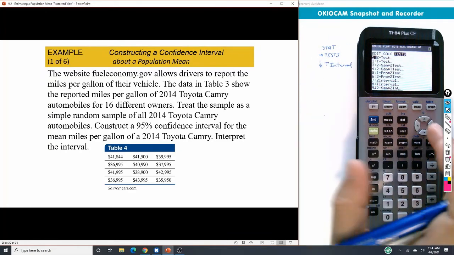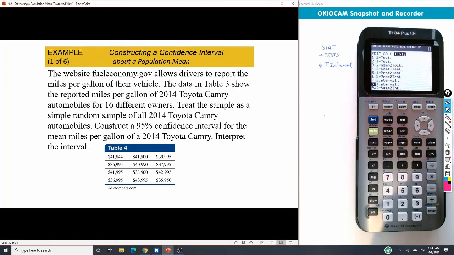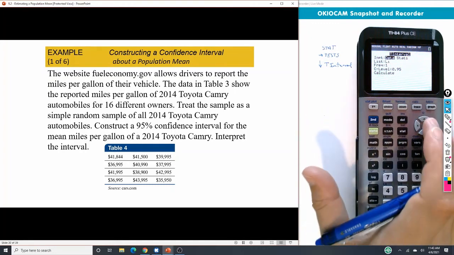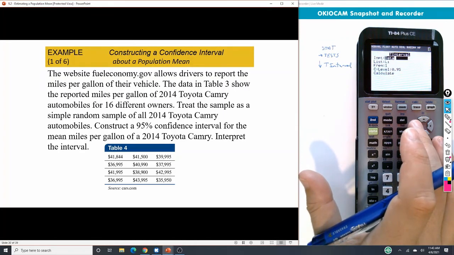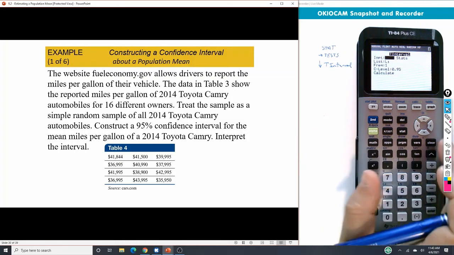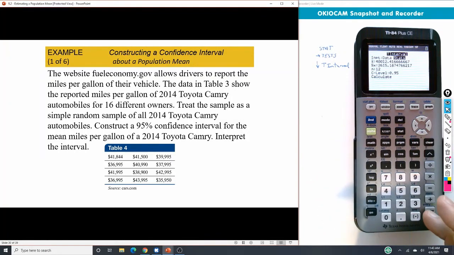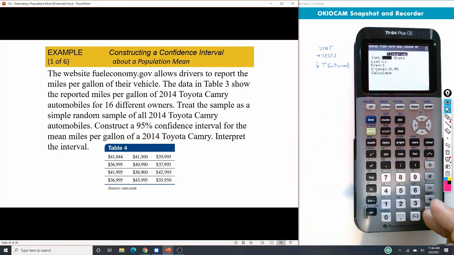Okay, so T interval, which looks like number 8 on mine. So T interval. Okay. All right, now we have data, so we want to make sure that data is highlighted. You can see there that if I move over, the data is still highlighted. If it's not, we'll highlight it and press enter, and that's going to highlight that one. Okay. If we select stats, it's going to change everything, and we're not ready to do that yet. So we're going to go to data and press enter.